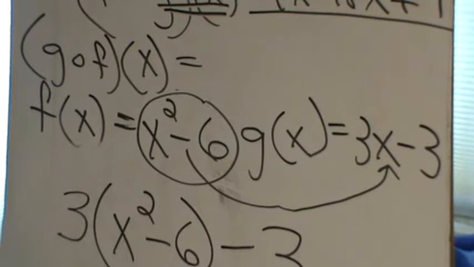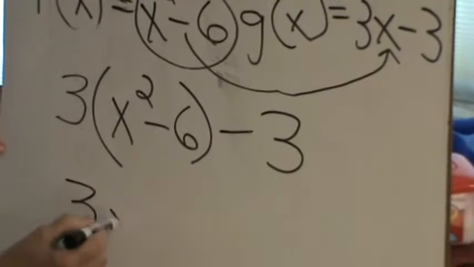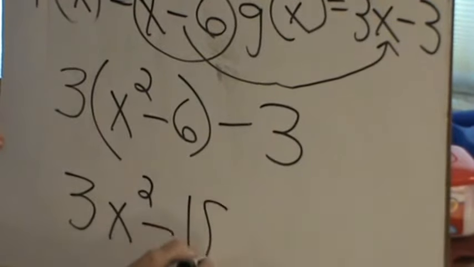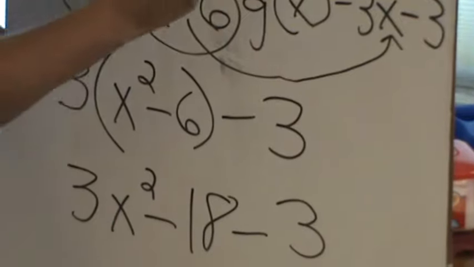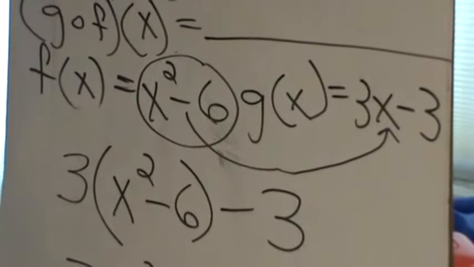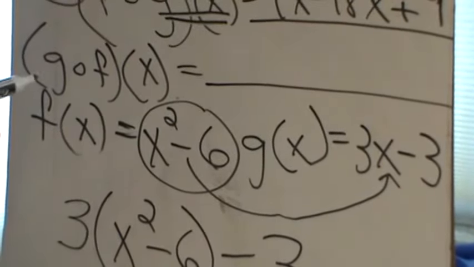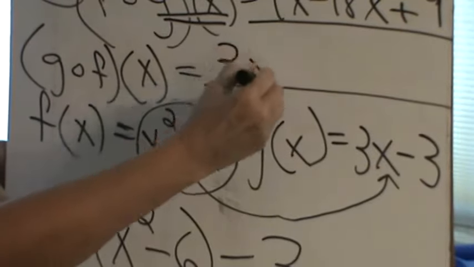Simplifying that is not FOIL. This is just a distributive: 3x squared minus 18, take away 3. Your answer that goes in the blank is 3x squared minus 21.